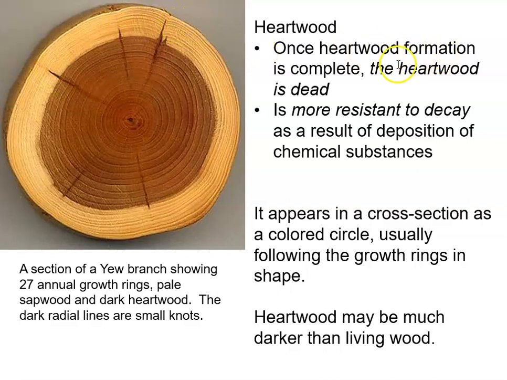So once heartwood formation is complete, the heartwood is dead. So all of this center wood is actually dead. It is more resistant to decay, actually. In a cross section, it appears as a circle, usually following the growth rings in shape. So the annual rings are the growth rings. Each year a ring is added, and the heartwood typically follows that pattern, that exact same shape.